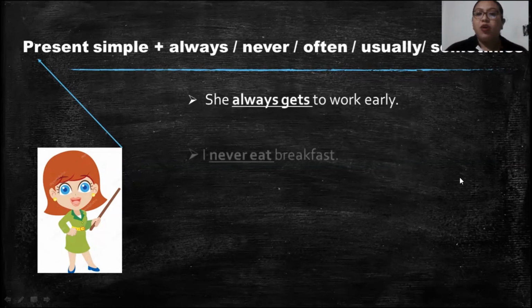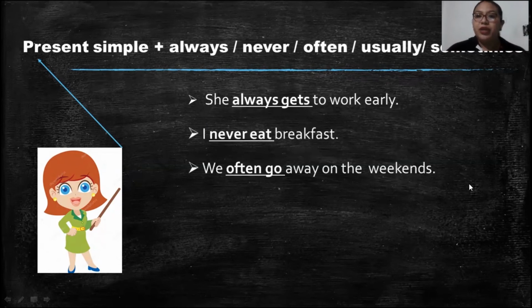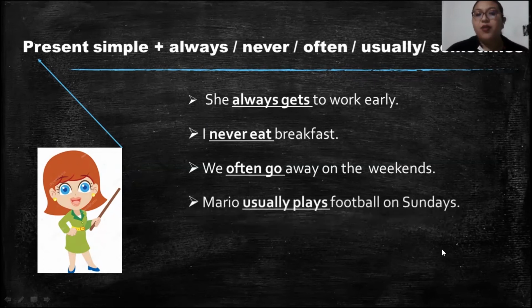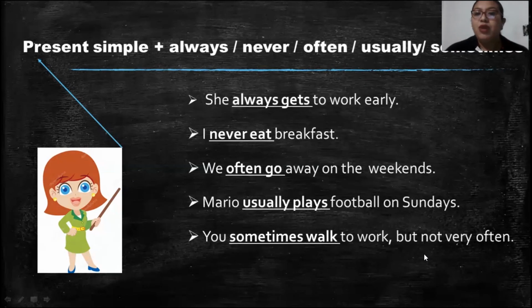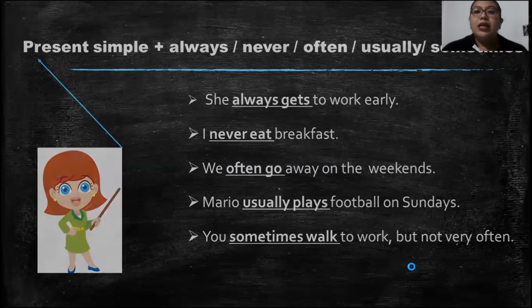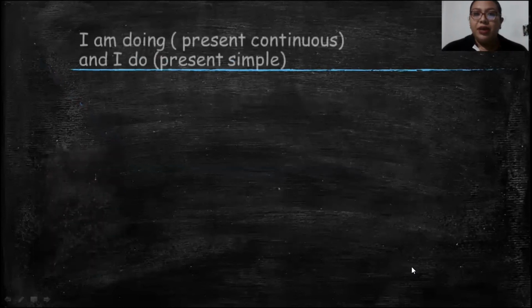So we have, she always gets to work early. I never eat breakfast. We often go away on the weekends. Mario usually plays football on Sundays. You sometimes walk to work, but not very often, okay? So notice the verbs, they are in base form, or they have the S, because they are using a third person, okay? So now let's continue, guys.